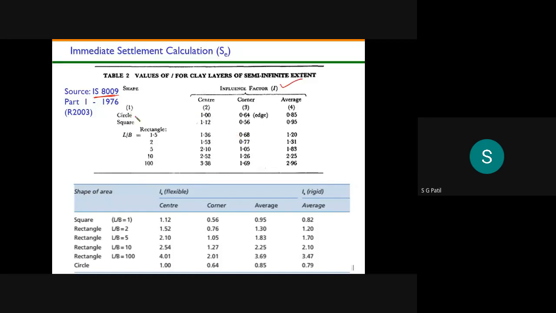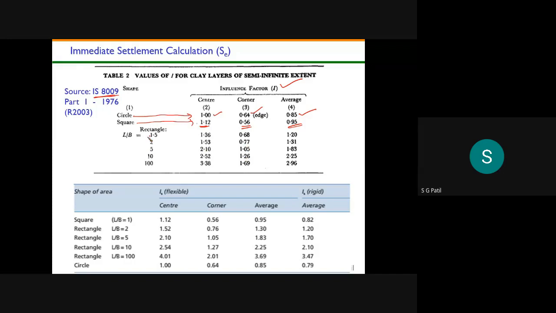If you have a circular footing and you want to calculate the settlement at the center, then this is the influence factor you should use. If you want to calculate the settlement at the corner, then use this influence factor. If you want to calculate the average settlement, then use this one. For a square footing, at the center, this is the influence factor. At the corner, this is the influence factor, but the average influence factor is 0.095.